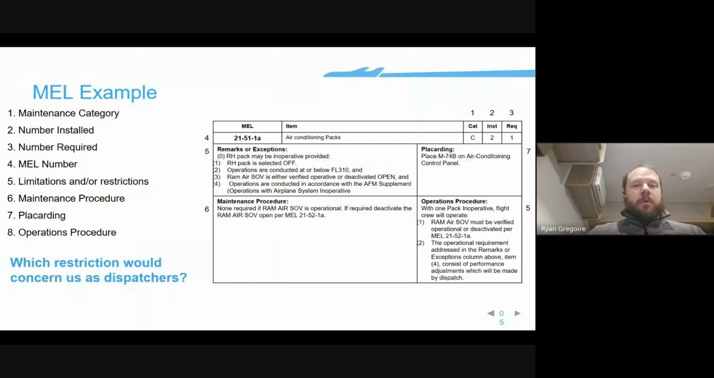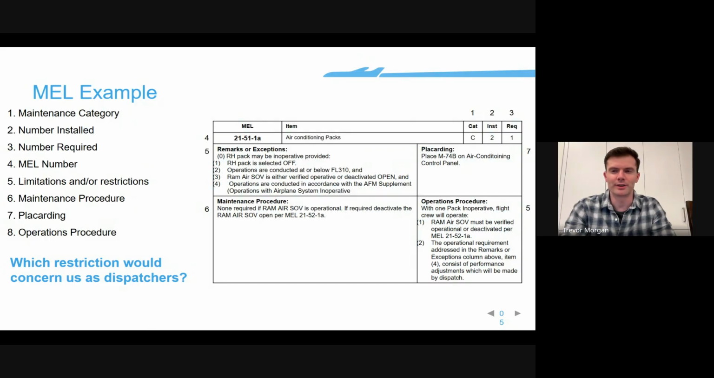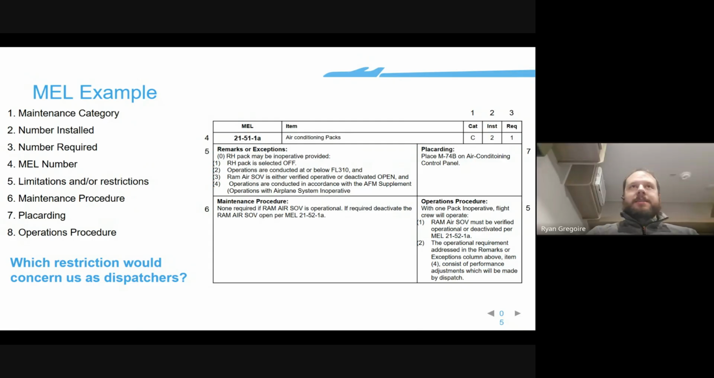Now let's think about what we learned about AC packs. Who can tell me what the AC packs are providing for the aircraft? Trevor. Air for the cabin and pressurizing the aircraft. Correct. It's maintaining our air temperature, and it is providing pressurization for the aircraft.